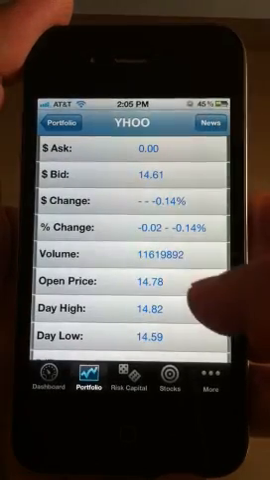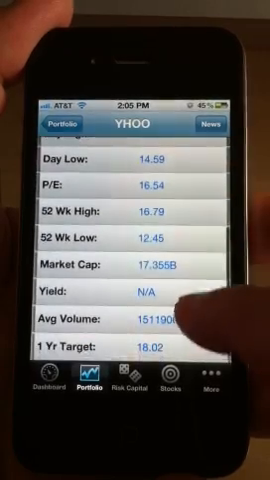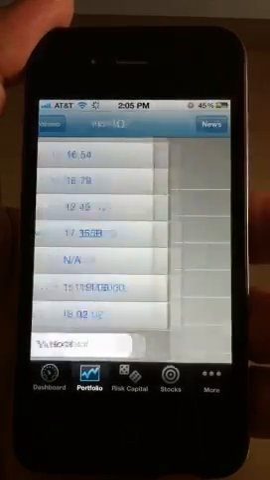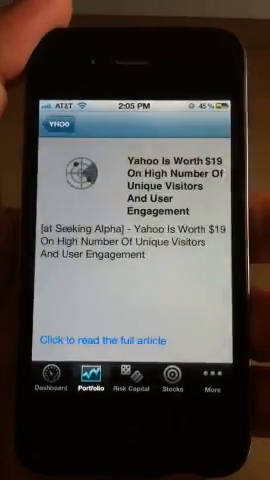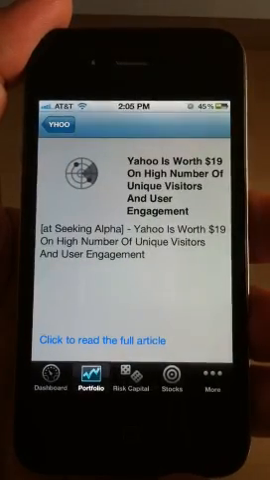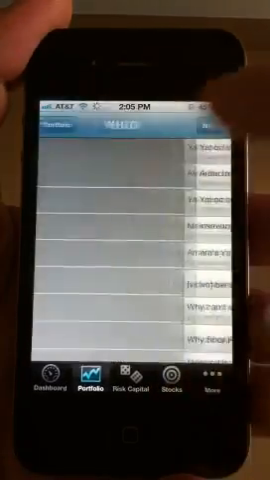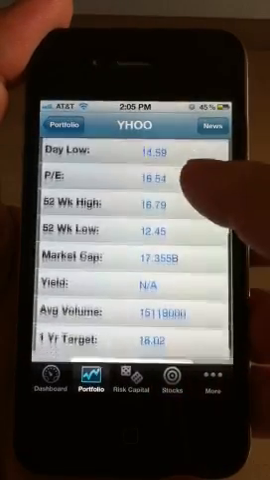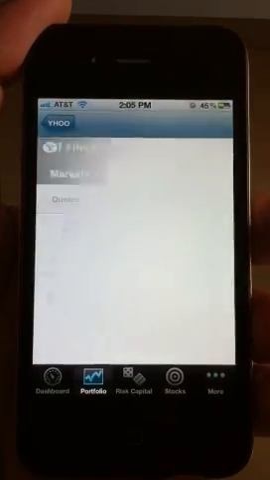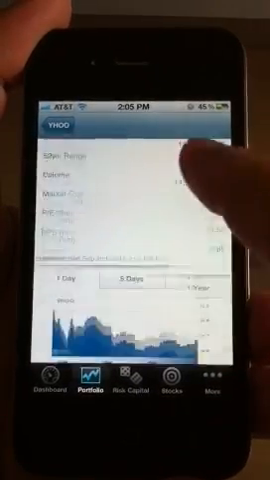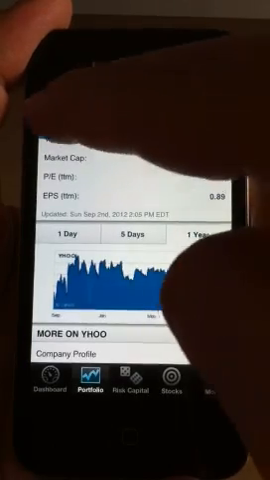We can go and examine some of the details such as ask, bid, change, etc. We can even look at Yahoo-specific news, such as news from the RSS feed from Yahoo. This gives us the full picture of what is going on with this stock. We can even go to the extended Yahoo website and see some of the charting, the 5 days, the 1 year targets.